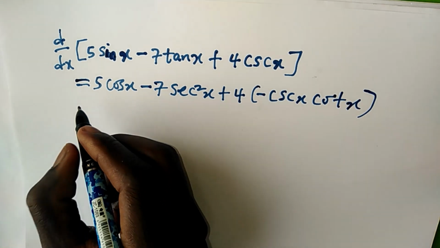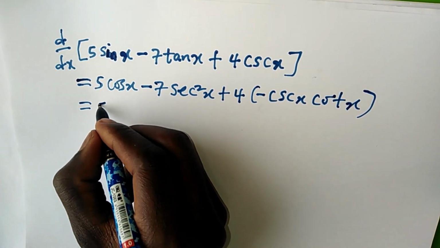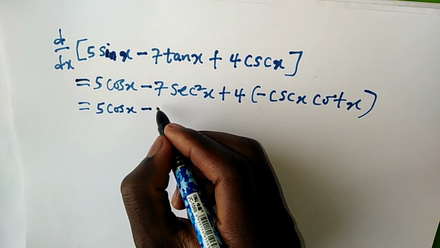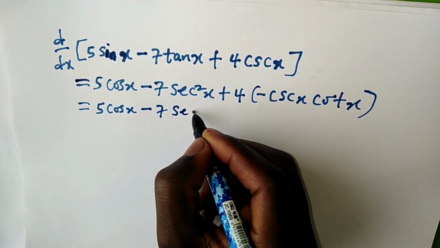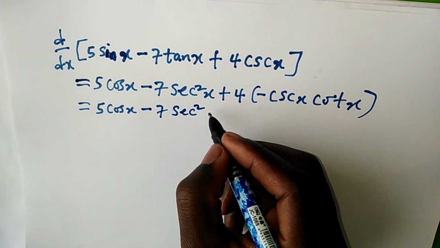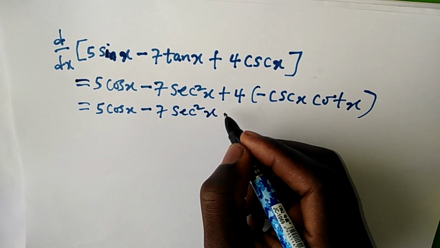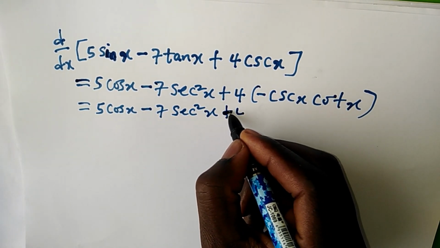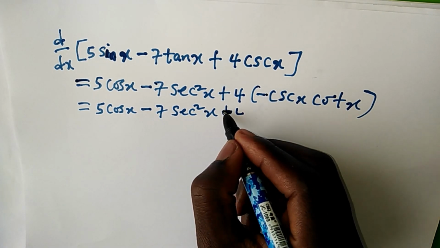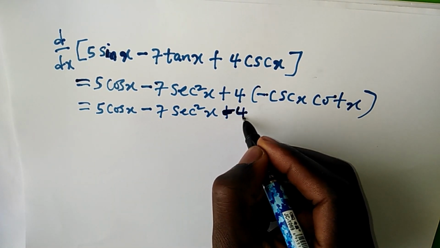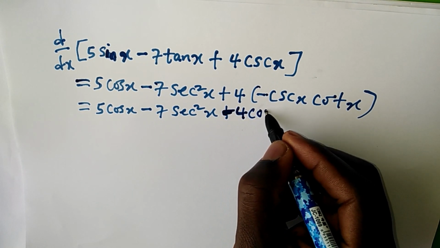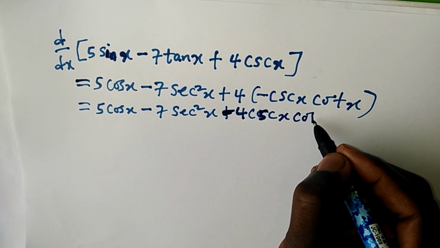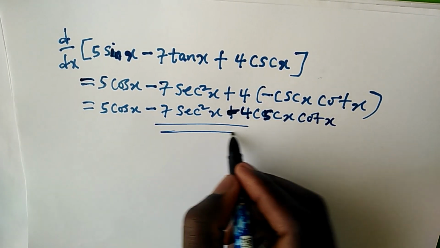So you solve for this again: 5 cos x minus 7 sec squared x, and the 4 term now becomes a negative sign because 4 is multiplying by negative. This is a negative sign, please. Minus 4 cosec x cot x. So this will be our final answer.